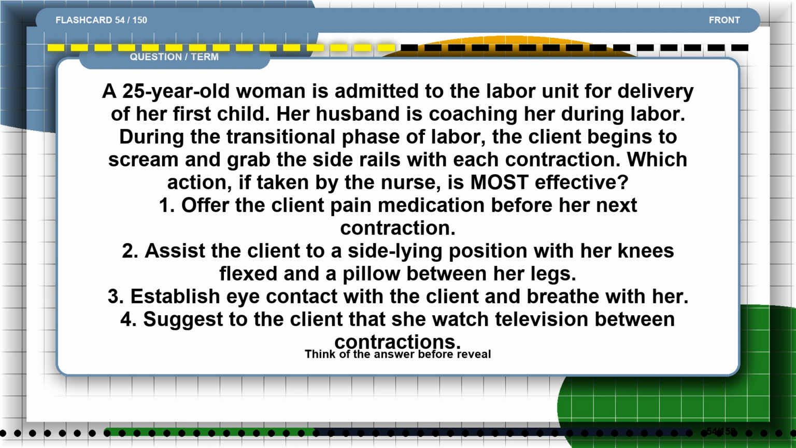1. Offer the client pain medication before her next contraction. 2. Assist the client to a side-lying position with her knees flexed and a pillow between her legs. 3. Establish eye contact with the client and breathe with her. 4. Suggest to the client that she watch television between contractions. Think of the answer before the reveal.